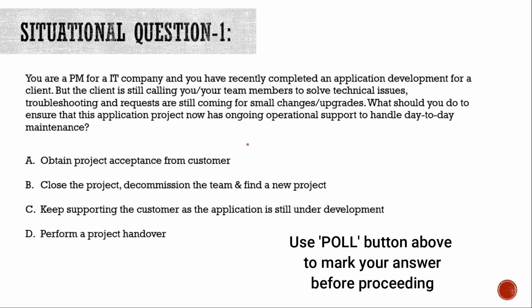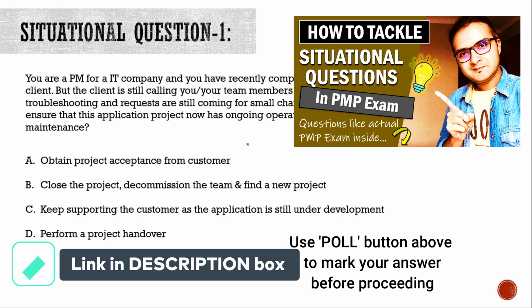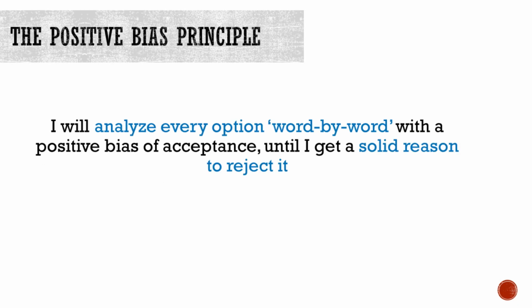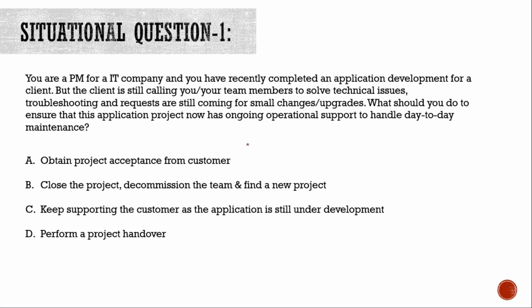Okay, so we will start to answer this question using the framework which we have defined. So step 1 is do not forget the positive bias principle, which states that we analyze every option word by word with a positive bias until we get a solid reason to reject it. Now with that in mind, we will move on to step 2, which is categorizing the question as a type 1 or a type 2 question.